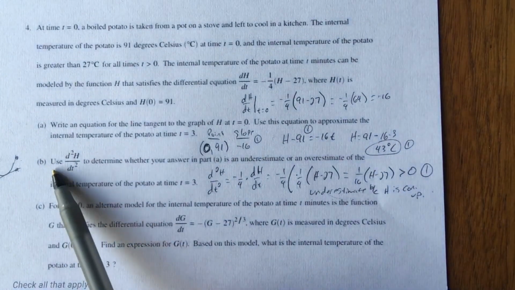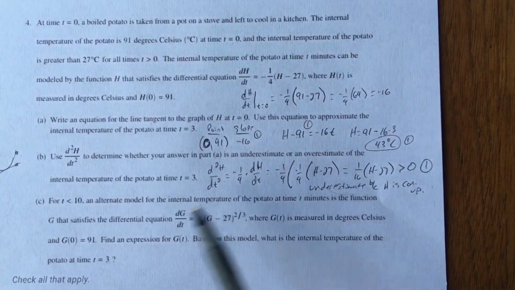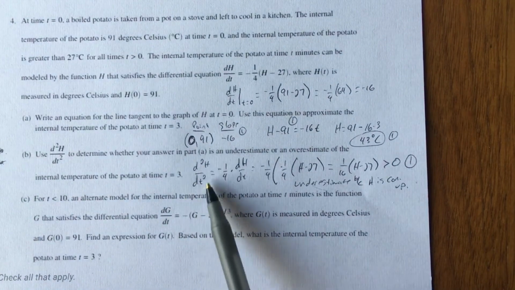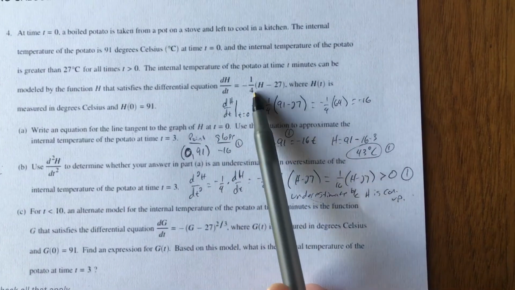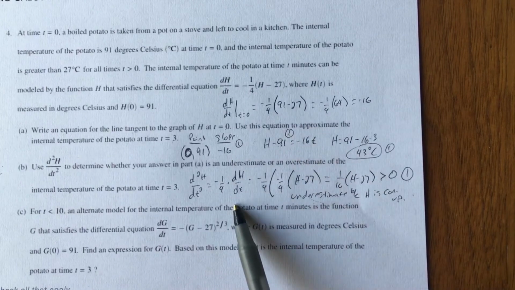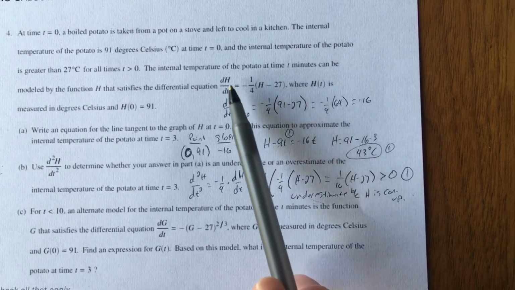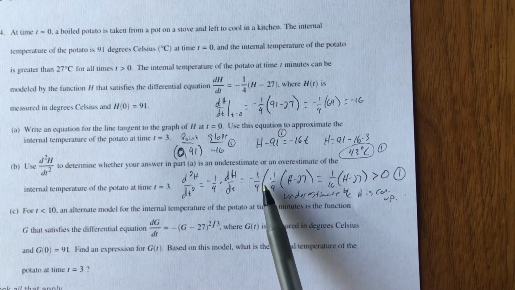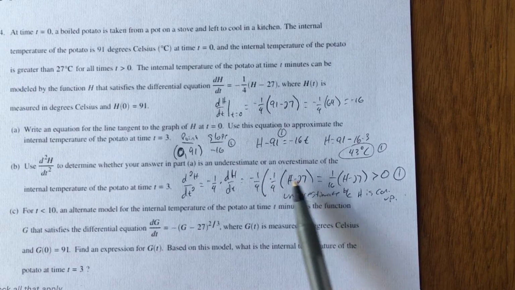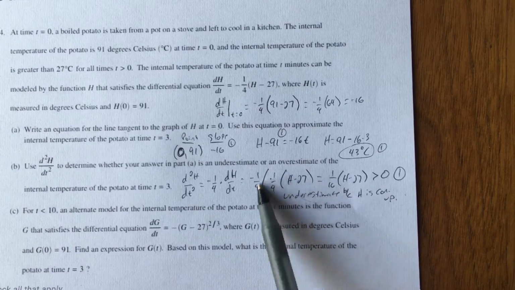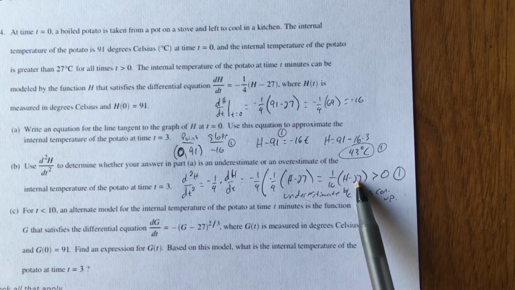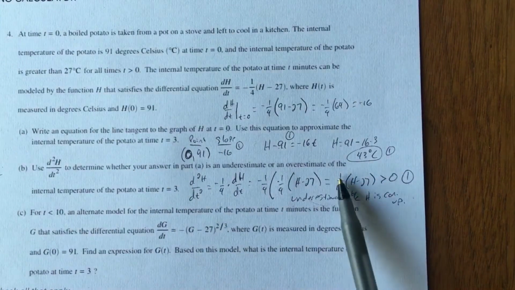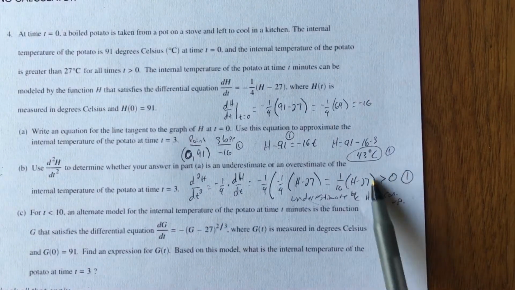Part B says use the second derivative to decide if this is an over or under estimate. So we're going to be talking about concave up or concave down. The second derivative of this is negative 1/4 times the derivative of h, which is dh/dt. So we have to sub that back in. dh/dt is this again. So we put that right there, which gives us negative 1/4 times negative 1/4 times (h minus 27), which gives us 1/16 times (h minus 27). They told us that h was always above 27, so therefore this will always be positive. So the second derivative is always positive.